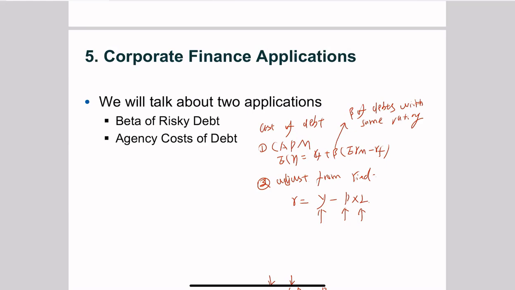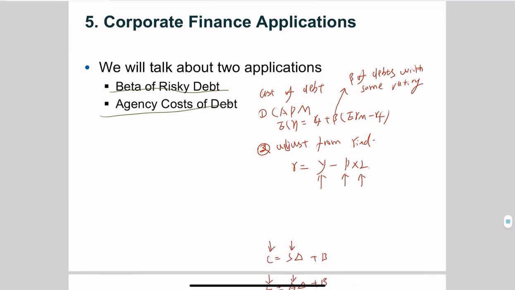Okay, today I'm gonna finish the corporate finance applications, and then I will talk about the final exam. So most likely this will be a very short lecture. Remember that we have two major tasks in understanding corporate finance applications. The first is beta of risk asset, and the second is agency cost of debt.